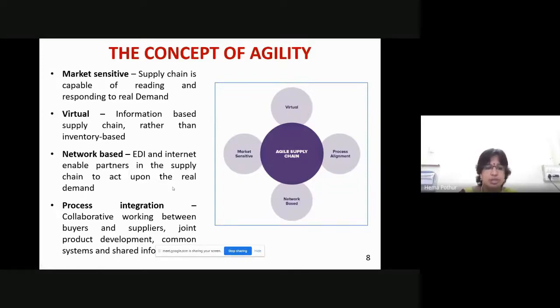We need to maintain that particular supply chain. This is what the industry is going to produce, and this is what the market demand is. With respect to that, the agile supply chain is going to operate. And lastly, the process alignment.